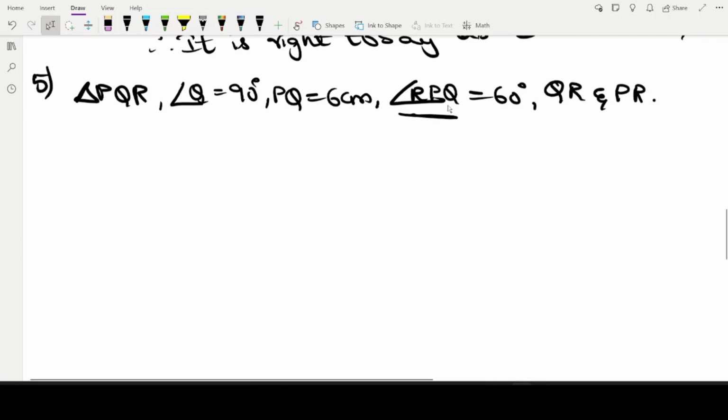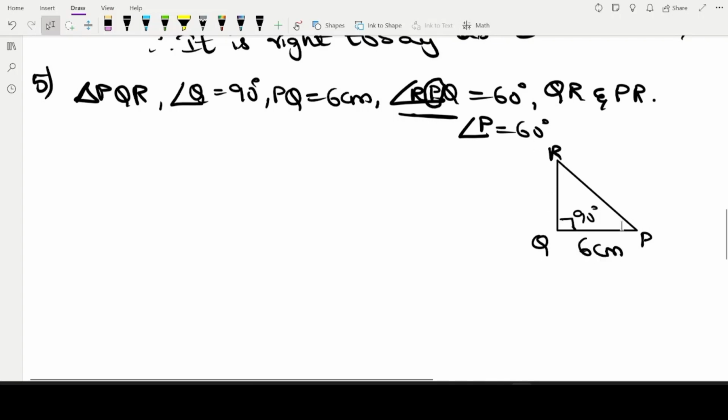As we have discussed earlier, the value which is in the middle would be the angle. So angle P equals 60 degrees as per the given question. The angle 90 degrees is at Q, and you can write both values anywhere. Let me take P here and R here. The value of PQ is 6 centimeters, and angle P is given as 60 degrees. This is the opposite side, the side opposite to the angle, and the side opposite to the 90 degrees is the hypotenuse, and the other is the adjacent side.